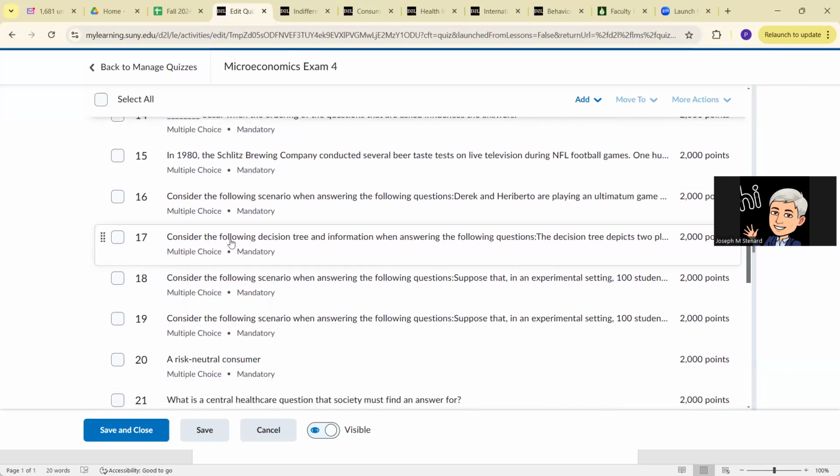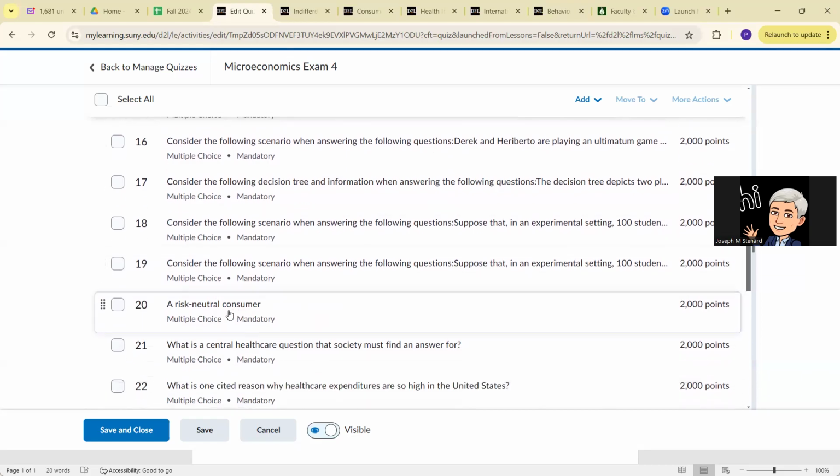All right, we're halfway through. Consider the following decision tree. Can't answer that one. Experiment, 100 students. Got a couple experiments going on, 18 and 19. Risk neutral, we didn't mention earlier.